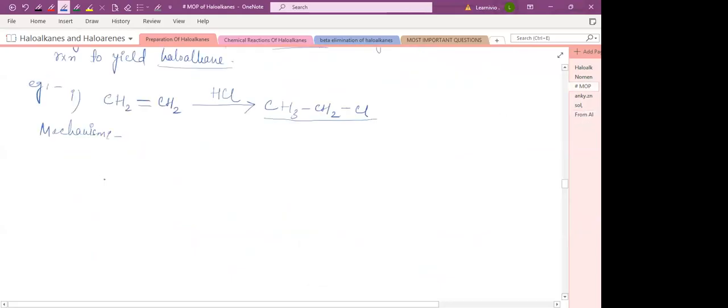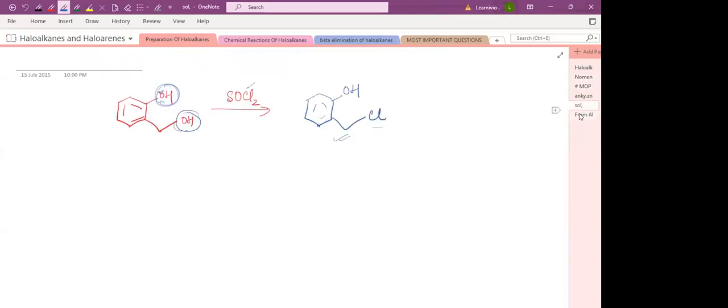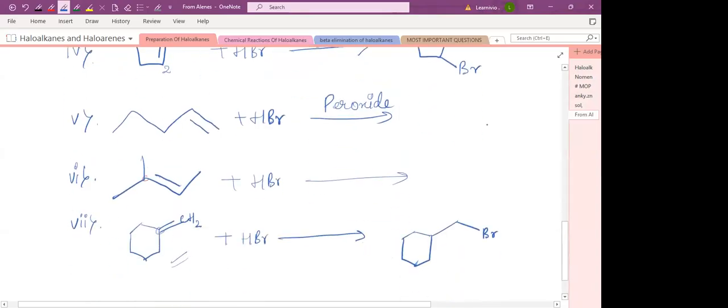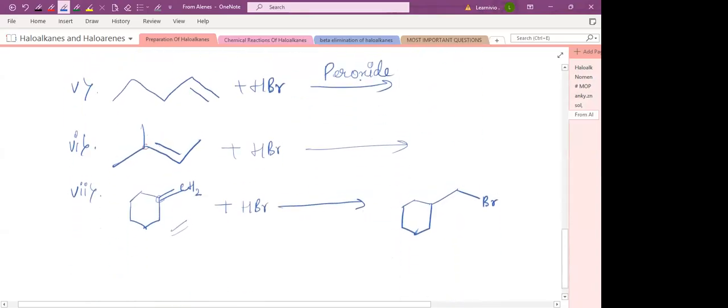Okay, so it is clear now. When I give you an unsymmetric alkene, and when I give you a reagent like the halo acids. Ma'am, for the last one, it joins the other carbon, right? Just a second, which one?